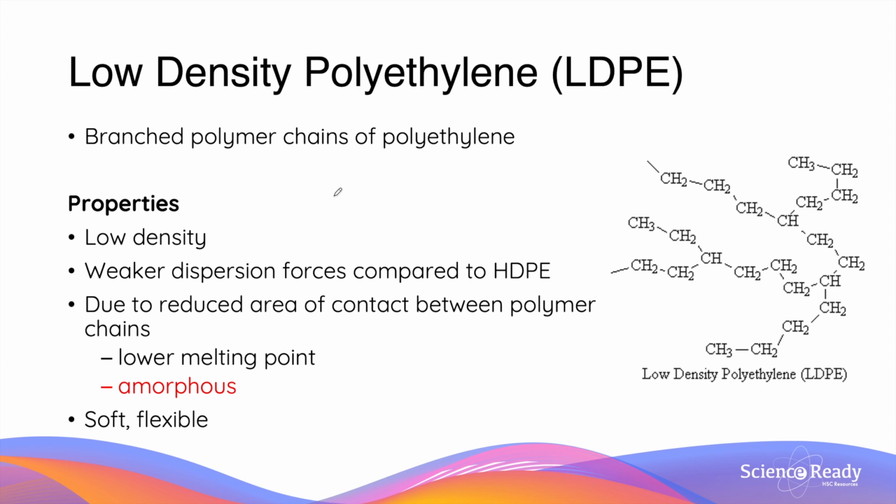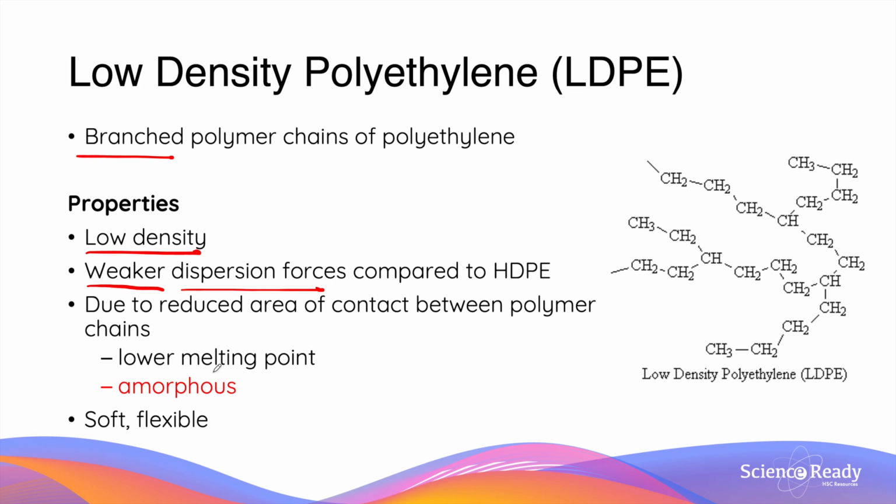Low density polyethylene, LDPE, also is formed from ethylene as the monomer, but the polymer chains formed are branched as opposed to linear as we saw before. This diagram here shows a very nice illustration of what branched polyethylene looks like. As a result of the branched structure, this type of polyethylene has a lower density. As a result, there is a weaker dispersion force between these branched chains, as the surface area between polymers has greatly reduced due to their branched structure.